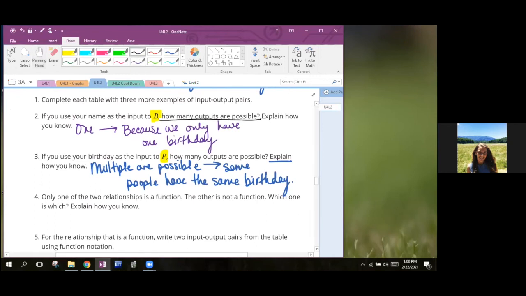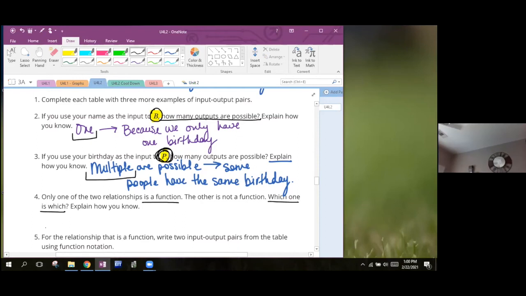All right, on number 2, it said how many outputs are possible. So for B, there was one possible output. And for the P, there were multiple possible outputs. So that leads us to this question. Only one of the two relationships is a function. The other is not. Which one is a function? You have to remember the definition of one. Would B or P be the one that is a function? B.